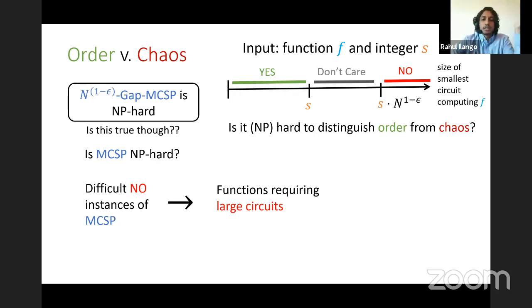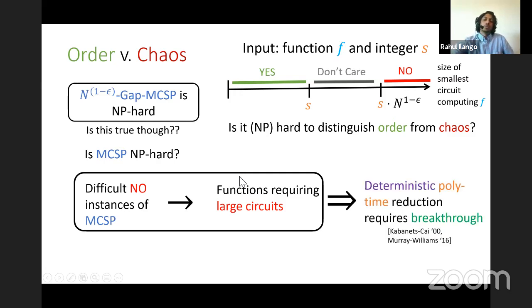what they correspond to are truth tables that require large circuits. And so if you had a reduction from SAT to MCSP, it's kind of like translating difficult no instances of SAT to difficult no instances of MCSP. So this reduction is implicitly providing functions requiring large circuits, which is something we don't know how to do. We don't know how to produce functions that require large circuits. And what that means is, if you wanted to come up with a deterministic polynomial time reduction, you'd need some sort of breakthrough that lets us understand the complexity of functions better and produce hard functions.